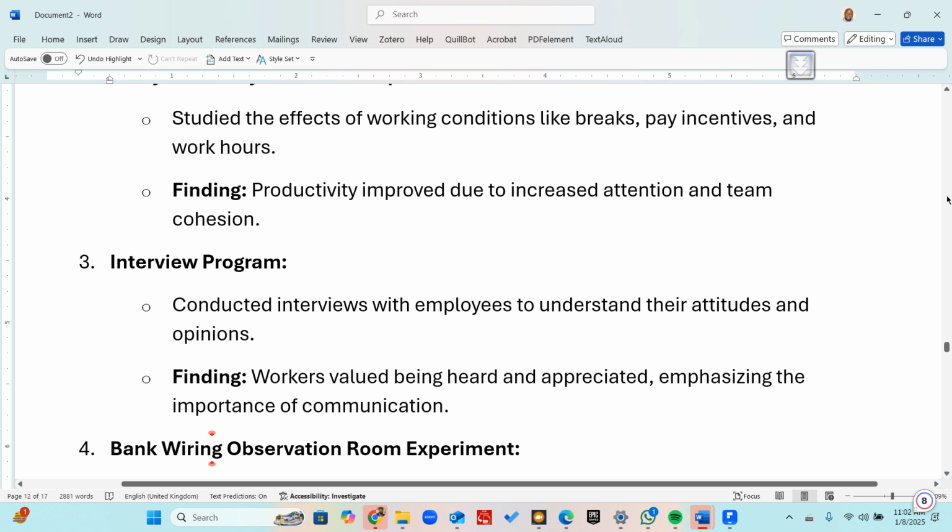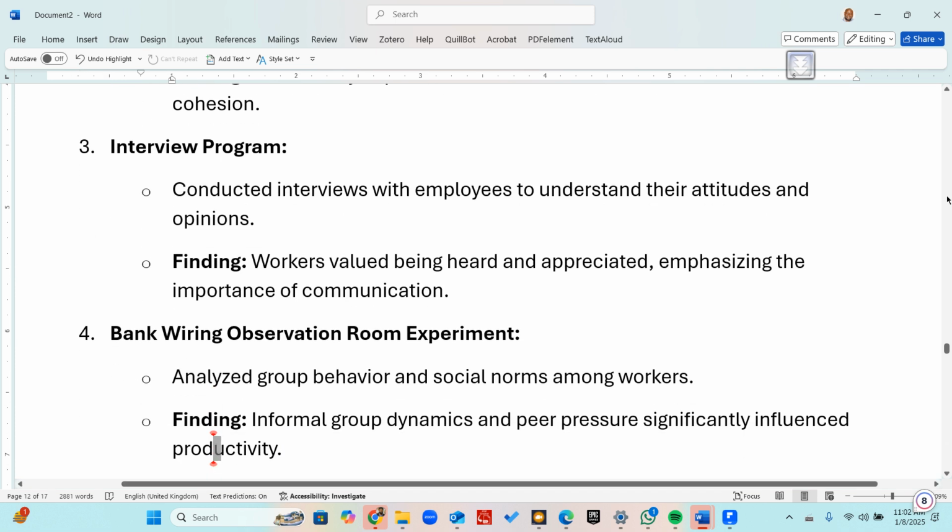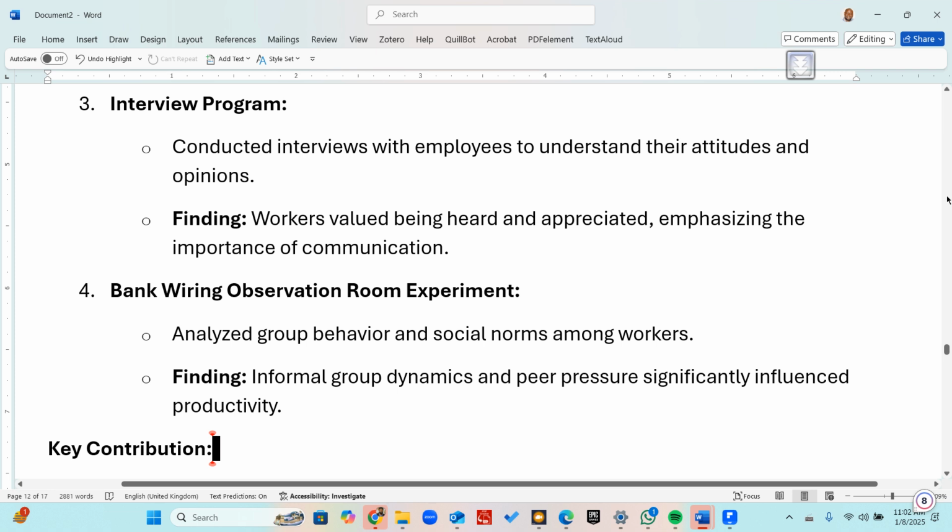The interview program conducted interviews on employees to understand their attitudes and opinions. Workers felt valued when they were heard and appreciated, emphasizing the importance of communication. Bank wiring observation room experiment. They wired a bank and they observed how they behaved in the bank. Analyze group behavior and social norms among workers. So the bankers did not know they were being observed, maybe. So that's why it's called bank wiring. So informal group dynamics, peer pressure significantly influence productivity.